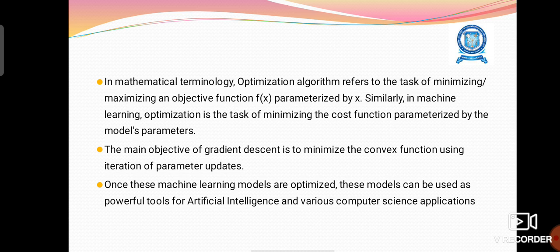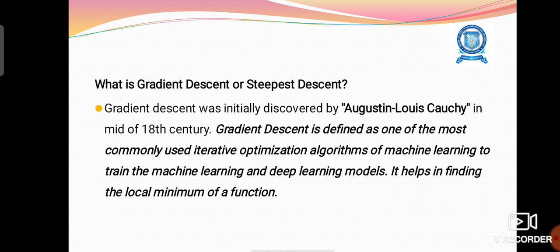Once these machine learning models are optimized, they can be used as powerful tools for artificial intelligence and various computer science applications. Gradient descent was initially discovered by Augustin Louis Cauchy in the mid 19th century. Gradient descent is defined as one of the most commonly used iterative optimization algorithms in machine learning to train machine learning and deep learning models. It helps in finding the local minimum of a function.